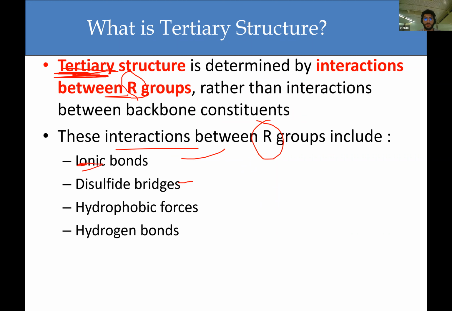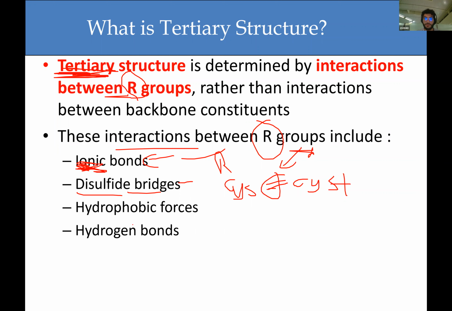Number 1 is an ionic bond, which is a very strong bond, basically electrical forces between the R groups. Next are disulfide bridges, which happen between, if you recall, 2 cysteine amino acids. Together they form a disulfide bridge, or disulfide bond, and by the way, the disulfide bond is a covalent bond.